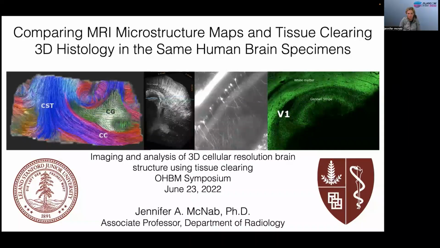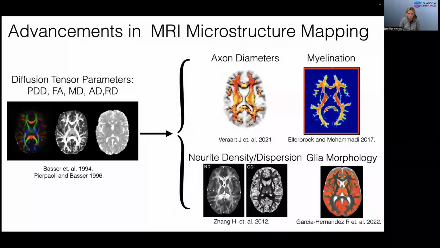I'll be speaking today about comparing MRI microstructure maps and tissue clearing 3D histology in the same human brain specimens. The development of MRI methods for mapping properties of tissue microstructure continues to be an extremely active area of research. Instead of mapping non-specific diffusion tensor parameters, there is a strong focus on developing ways to access highly specific and biologically relevant features, such as axon diameters, myelination, neurite density and dispersion, and even a recent paper aimed at capturing some sensitivity to changes in glial morphology.